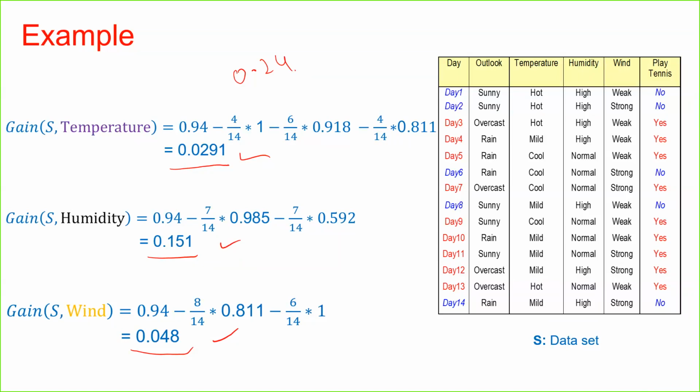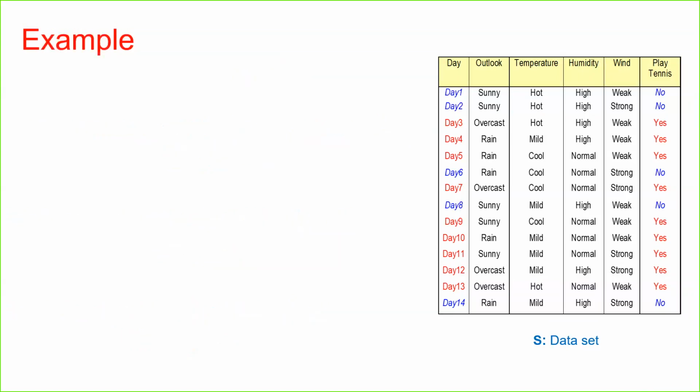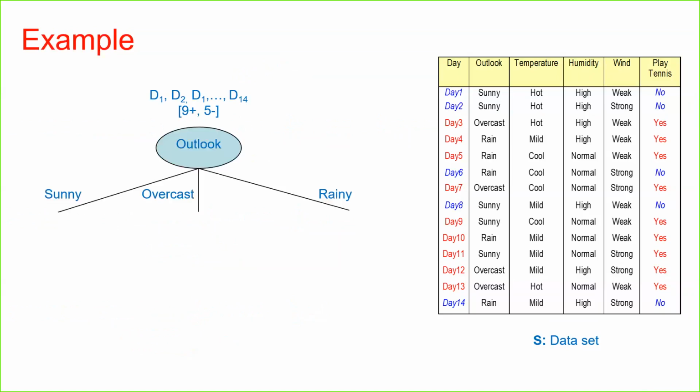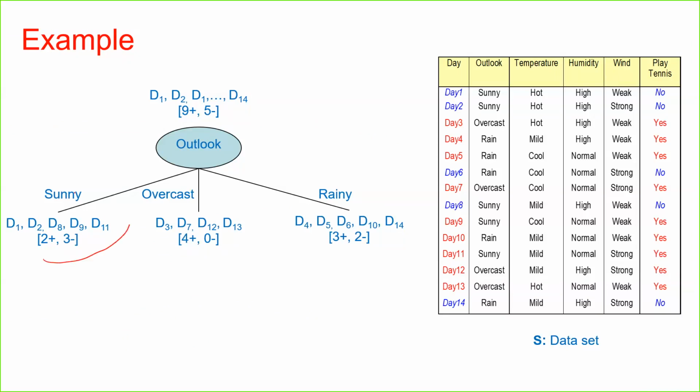So now we select outlook in the root node. If you select outlook in the root node, what is the split? The possible attribute values are sunny, overcast, and rainy. At sunny, you will get 5 instances: day 1, day 2, day 8, day 9, and day 11. 2 of them are positive, 3 of them are negative. Is it pure? No, not pure. It requires further splitting.